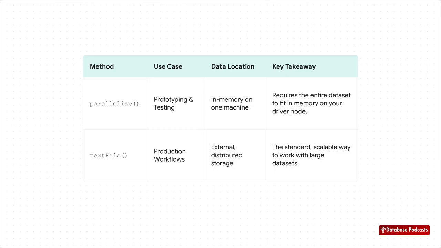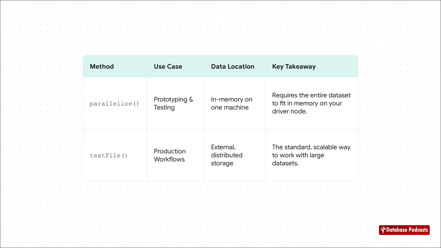And this table here just makes it crystal clear, doesn't it? Take a look at parallelize up top. Its whole purpose is prototyping and testing, and it assumes your data is already loaded into memory on a single machine. And that right there is its biggest weakness. Your entire dataset has to fit in the memory of that one driver node.